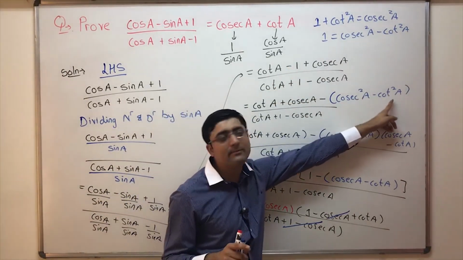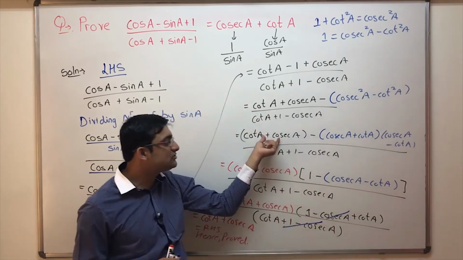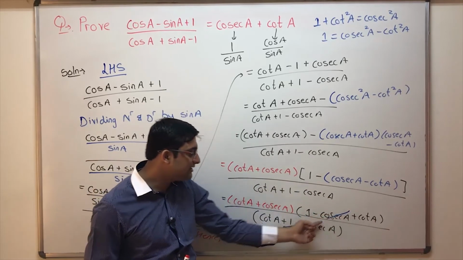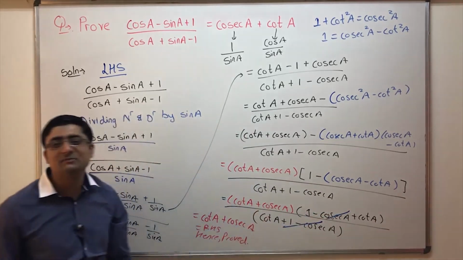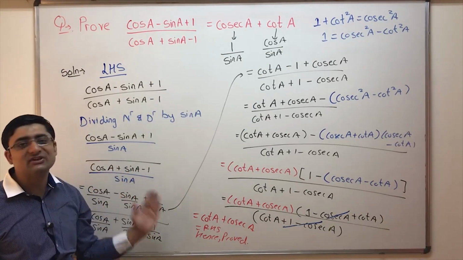Now this is A square minus B square, so (A plus B) into (A minus B). Now take cosec A plus cot A as common. We get this expression. Simplify, we get this. So this and this will cancel out. We get cot A plus cosec A. So I hope the thought process is clear. This is how you solve this question.